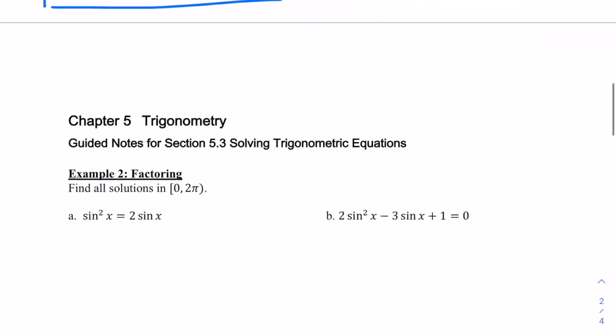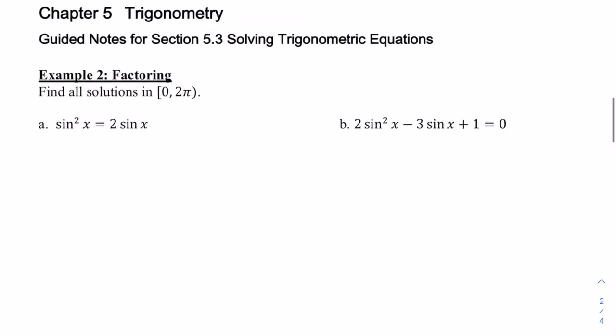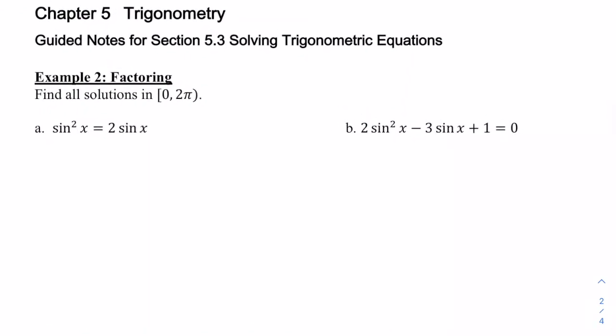Okay, let's go to the next two. And here we're going to look at factoring these expressions first. So try factoring them, and it's a little bit different, but we're going to find all of the solutions between 0 and 2 pi. Pause the video and come back to check your solution.